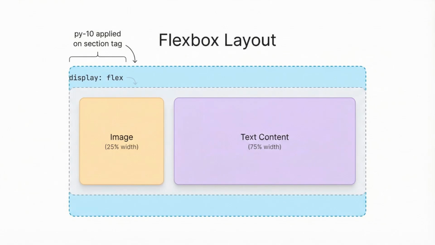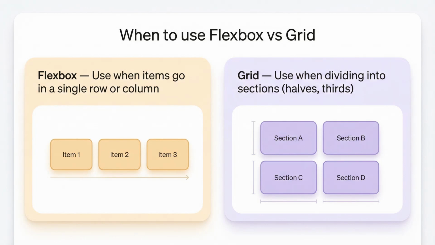The instructor also applies vertical padding, py 10, directly on the section element. This adds consistent top and bottom spacing for the entire section. Using padding on the parent section is preferred over adding margin top to individual children, because if more content is added later, those children won't inherit the spacing automatically. This is a really important distinction the instructor makes.